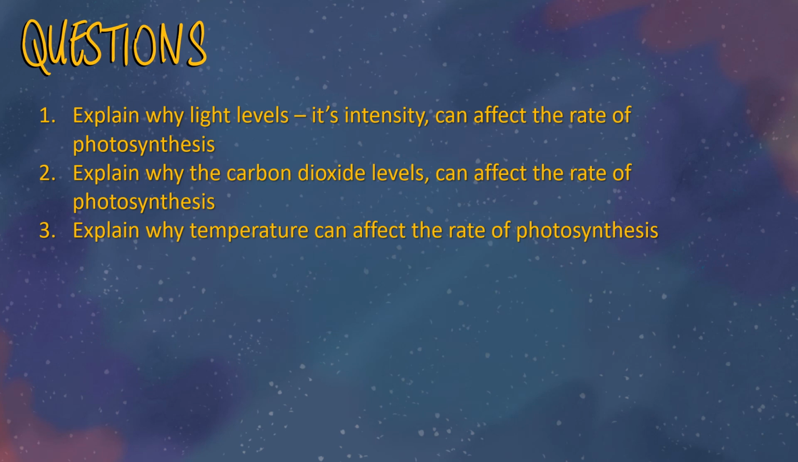Number 3, explain why temperature can affect the rate of photosynthesis. So the photosynthesis reaction is controlled by enzymes. As the temperature heats up, the enzymes and the substrates have more energy, but if it heats up too much, then the enzyme will denature and it will no longer be able to do its job. So photosynthesis will completely stop if the plant gets too hot, if the enzymes get too hot. So I want you to give yourself a mark out of 3, please.